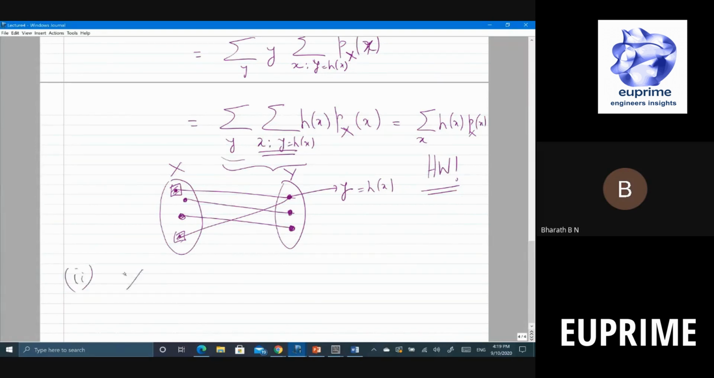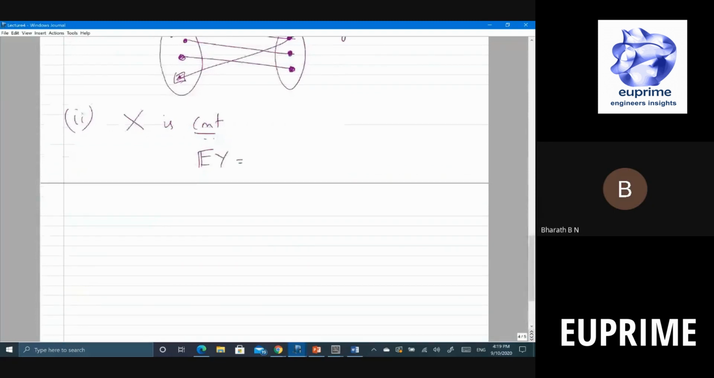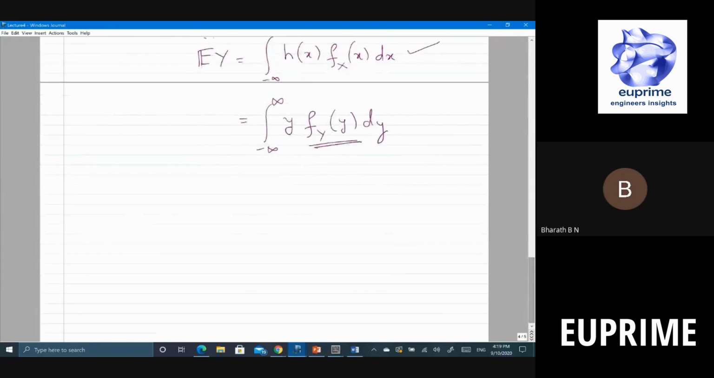So if x is continuous, then what happens? The expected value of y would be the integral from minus infinity to infinity of h of x times the density of x, dx. This is the same as the integral from minus infinity to infinity of y f_Y of y dy. See, the complication here is you need to find the density of y, which is some calculation that you need to do before computing the expected value of y. In this particular thing, you just don't need to do that. You can directly compute the expected value of y.